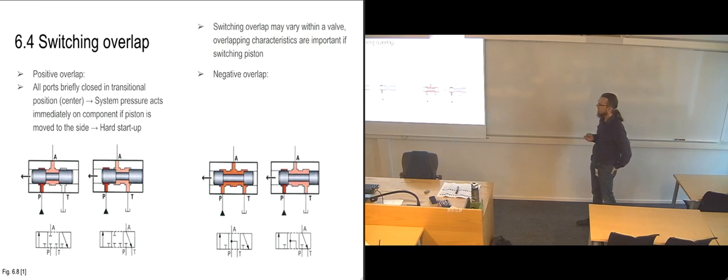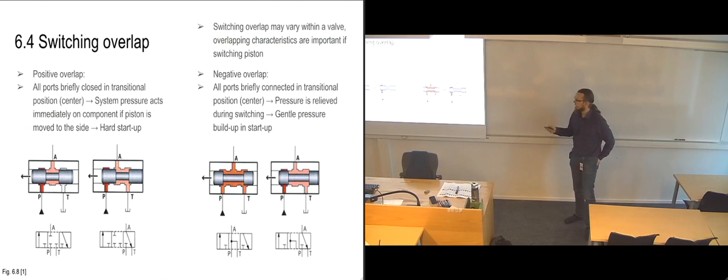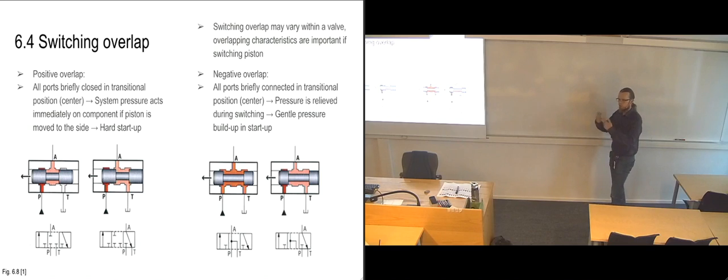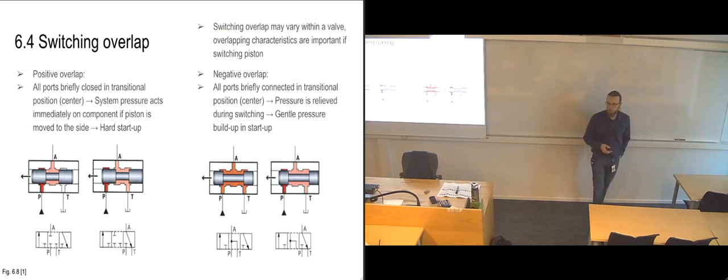But on the negative overlap, we do get this pressure relief that the return side is opened up, so that even though we are getting pressure pushed in here, it's not going to really affect the cylinder much until we move the piston all the way over. And then it's going to be a sort of a slow build-up, because you will gradually close off the connection to the return line, which means that you're basically just throttling down the flow going to the return line, so gradually reducing the flow as you're moving the piston over.